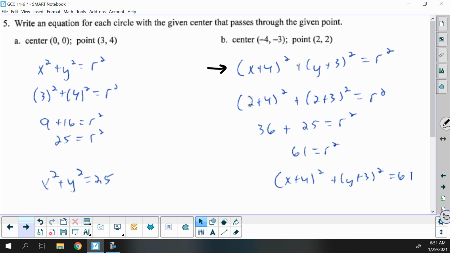In B, write out the left side of your center radius form of the circle. So opposite signs, remember, x plus 4 squared plus y plus 3 squared equals r squared. Then fill in the other point it's going to pass through, the 2 for x and the 2 for y. Neaten up the left side, you get r squared is 61, so that's just what goes on the right side of the equation then.